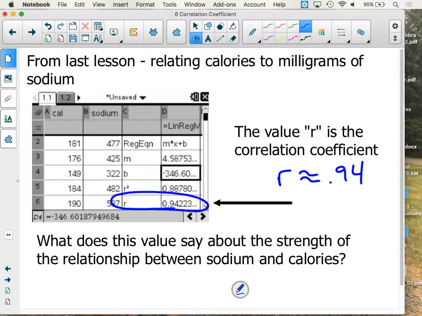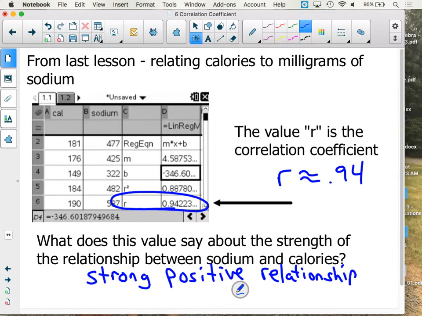0.94, that's pretty close to 1. So I would say that this is a strong relationship. And also because it's a positive value, it's a strong positive relationship. Positive meaning that as the number of calories increase, the milligrams of sodium increase as well. Strong because it's very close to positive 1 and it's quite far from 0.